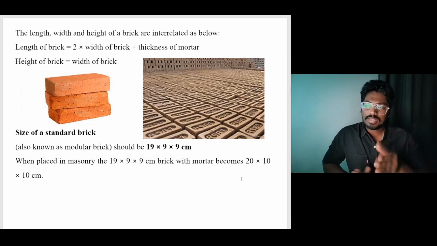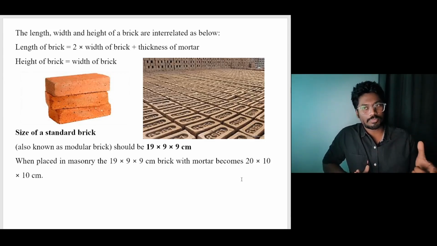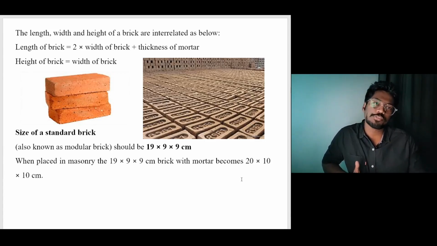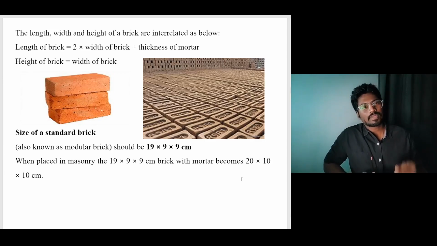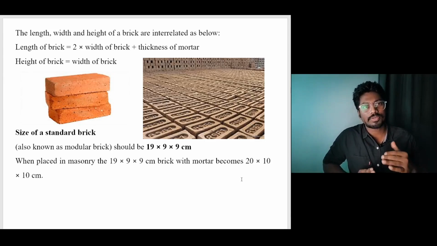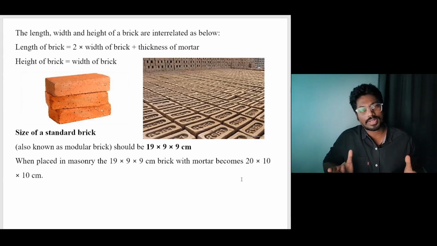So the length of the brick should always be twice the width of the brick plus the thickness of the mortar, and the height of the brick should be equal to the width of the brick. This is a standard metric found in terms of the dimensions of brick masonry, and this is widely followed in many construction practices and many manufacturing processes.